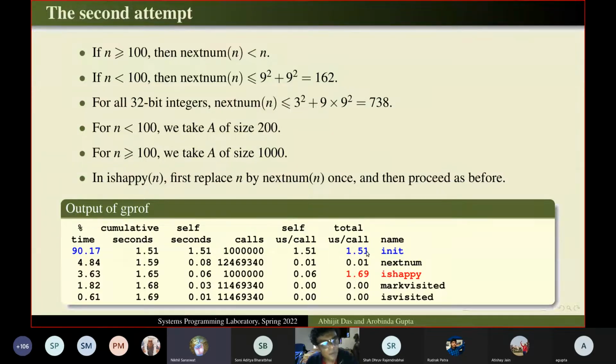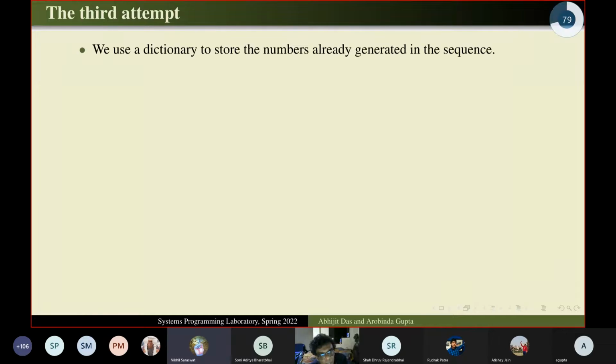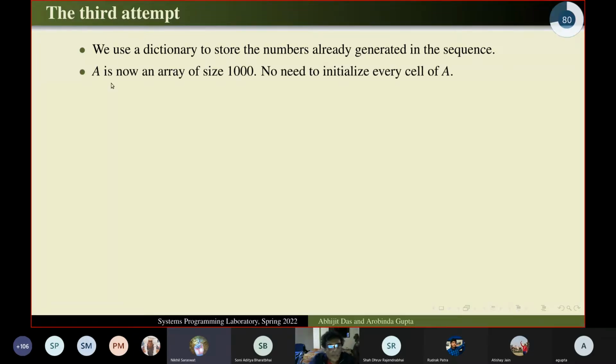So this is the third attempt. I will make another improvement of A, instead of designing it as a hash table. We'll use a simple array to store the numbers already generated. So now A is an array of size 1000, but I will not initialize every cell of A.